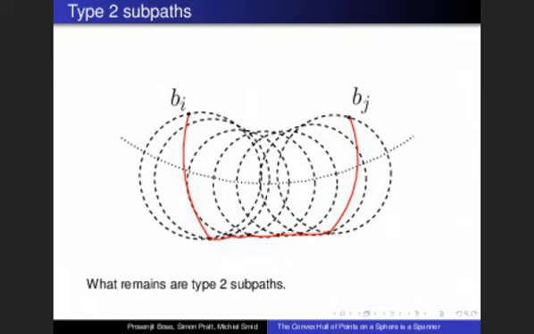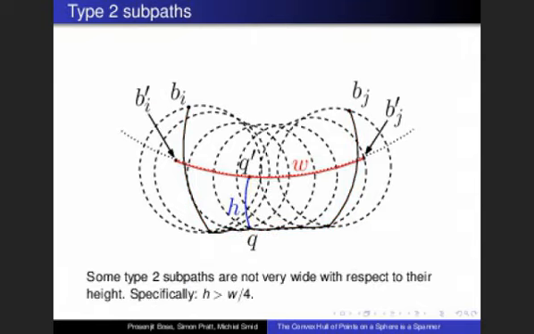So now we need to consider type 2 subpaths, which begin and end on one side of the equator and immediately go to the other one. All points in between them are on the other side of the equator. So some of these are not very wide with respect to their height. Just intuitively, they go a long distance across the equator, go a short distance on the other side of the equator, and then go a long distance back across the equator.